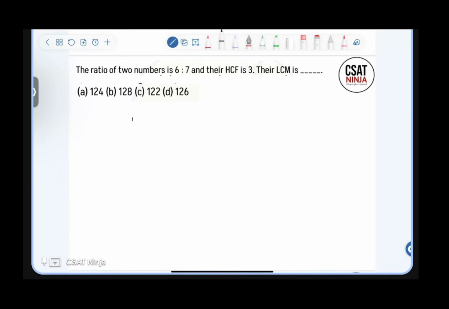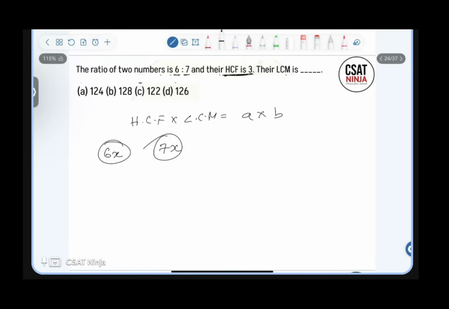I'll write the formula here. HCF into LCM is nothing but the product of the two numbers. The ratio of the two numbers is given. We are given two numbers in terms of a ratio, so I'll assume the first number is 6x and the second number is 7x. And the HCF is given as 3.